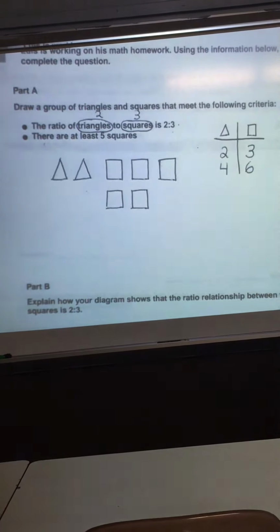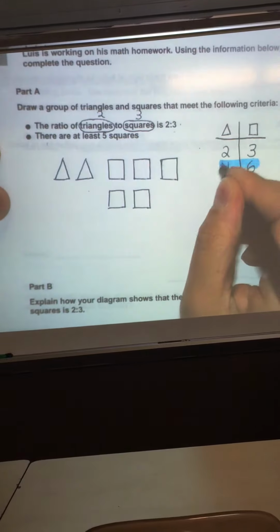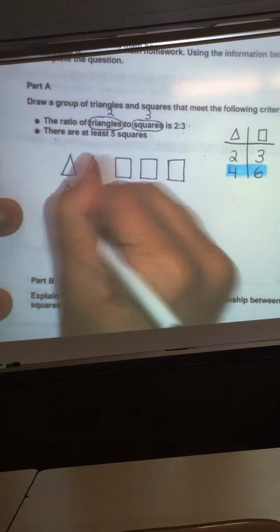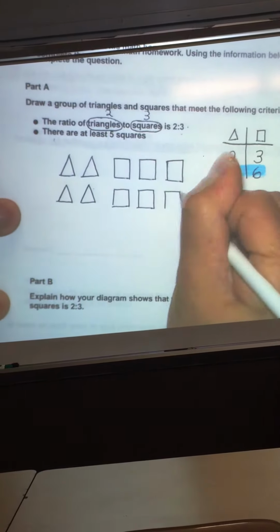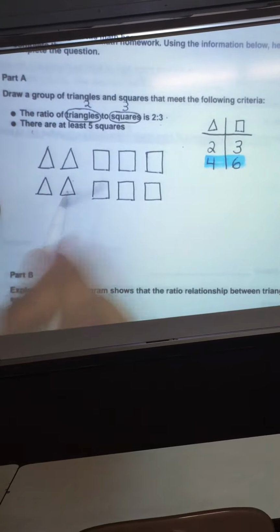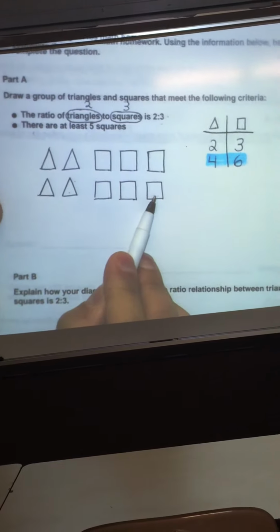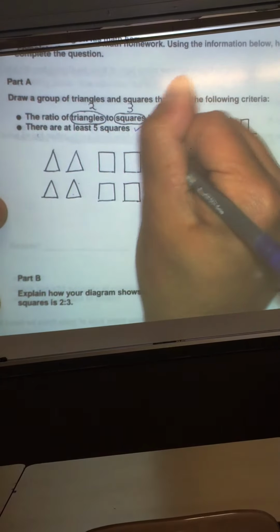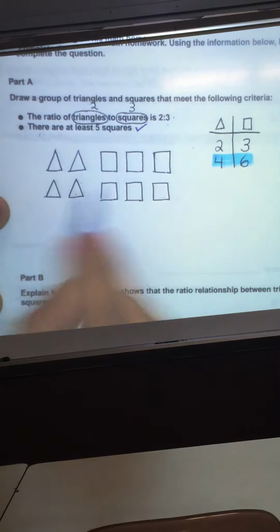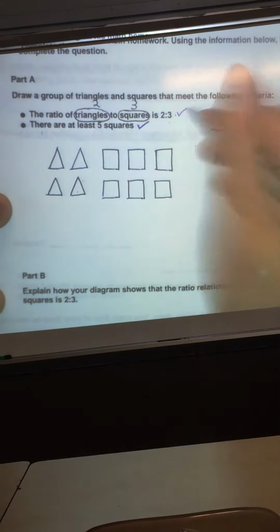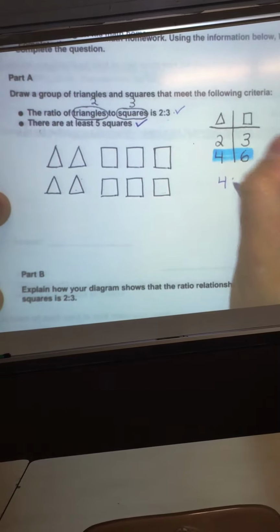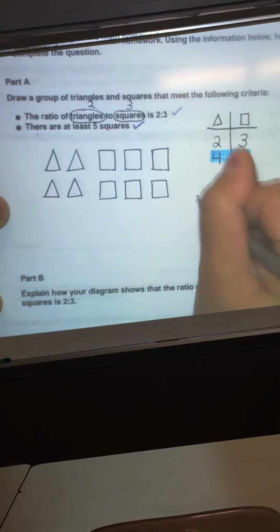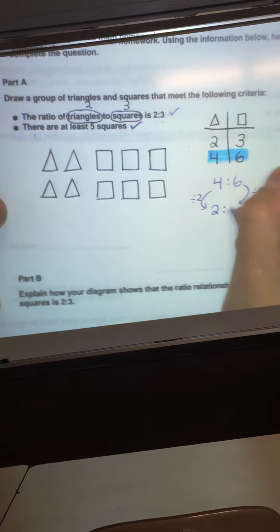So if you actually drew this, 4 triangles like this, and 6 squares, 1, 2, 3, 4 triangles, 1, 2, 3, 4, 5, 6 squares, you would have at least 5 squares, and your ratio of triangles to squares would still be 2 to 3 because 4 to 6 reduces, if you divide both sides by 2, to 2 to 3.